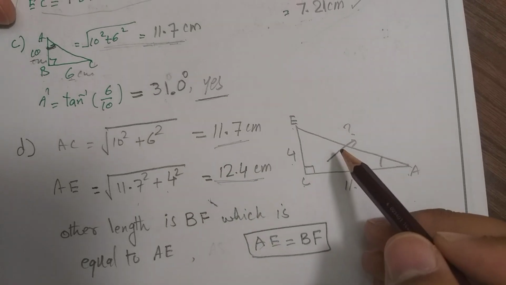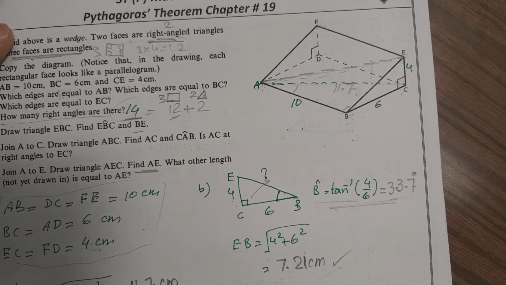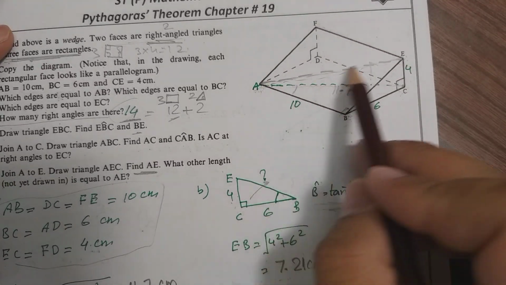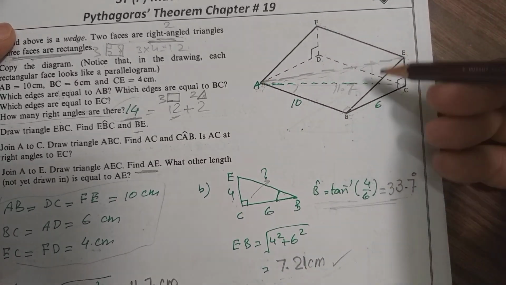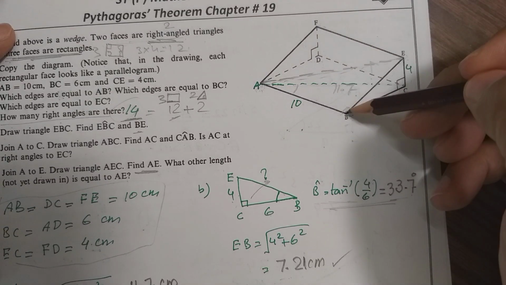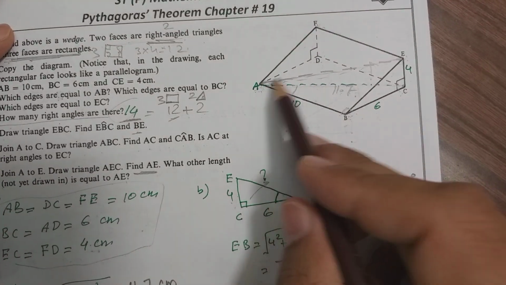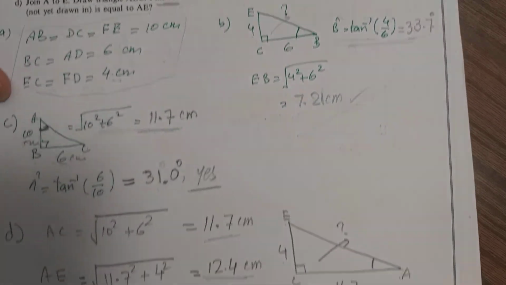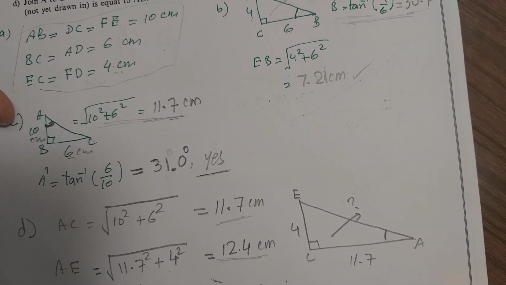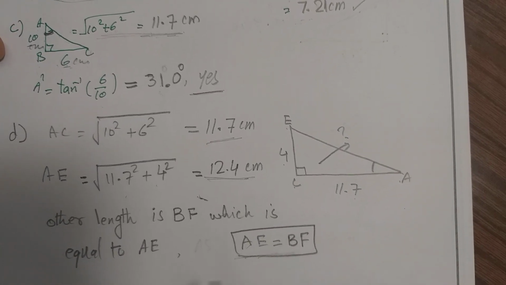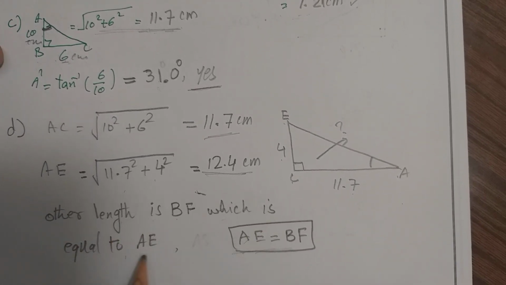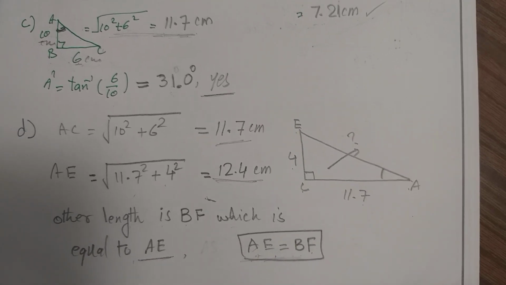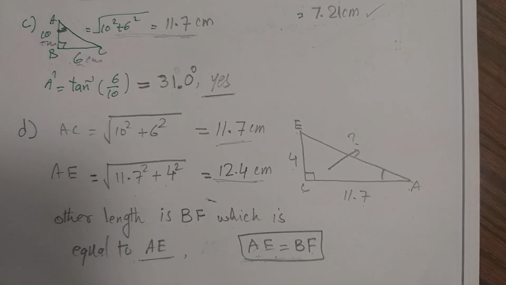So other length in the wedge, this is AE, this is the length of the wedge, and the diagonal of F, so this is equal to this, so same, AE is the same as BF. So the other length is BF, which is equal to AE. Okay, guys, this is the wedge question.